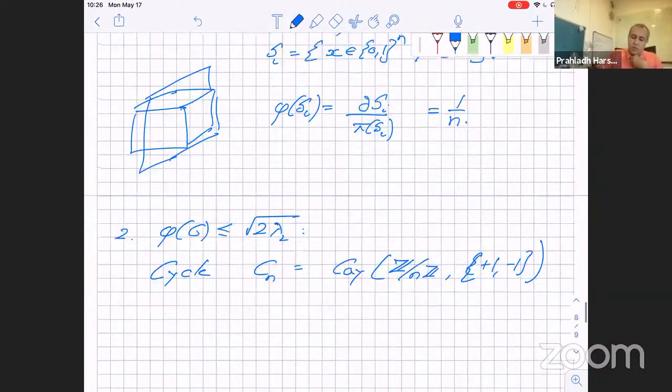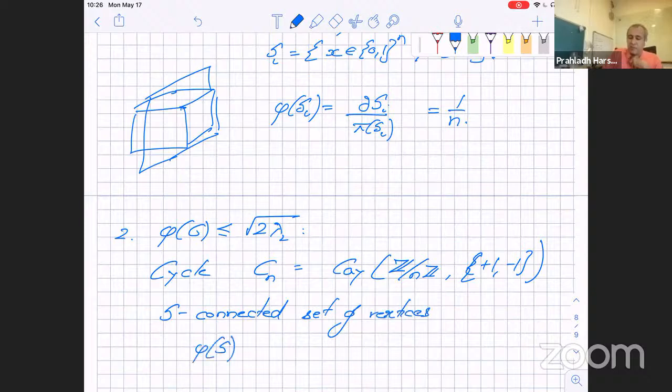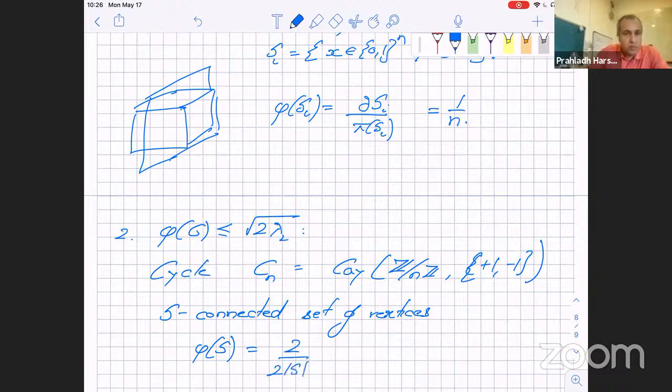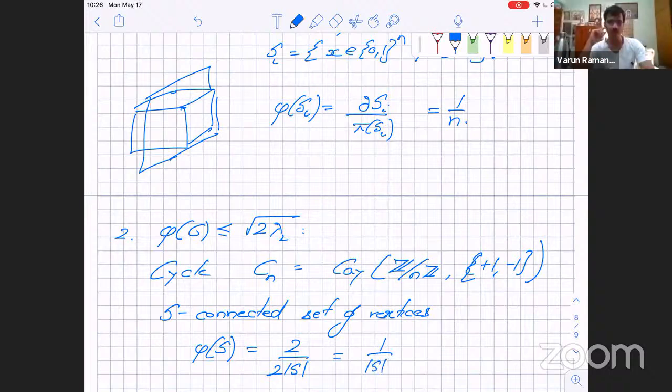Okay. What's the cut for this? Suppose S is a connected set of vertices. What is phi of S for this graph? How many edges? Suppose S is a connected set of vertices. How many edges? 2 by S. Exactly, it's 1 by S, because the number of potential edges is two times the size of S, out of which only 2 actually cross the cut.